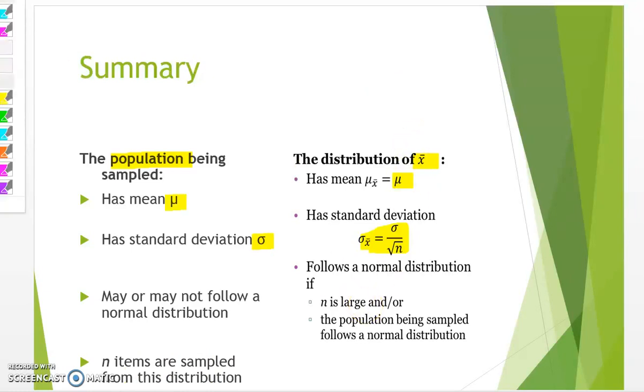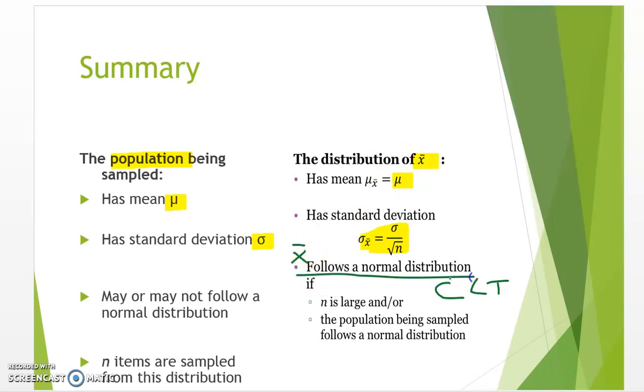The last part that we have here is the central limit theorem. It says the x bar sample means would follow a normal distribution if either the sample size is large enough, greater than or equal to 30, or the original population follows a normal distribution. All right, so that's a quick summary of what the central limit theorem talks about.